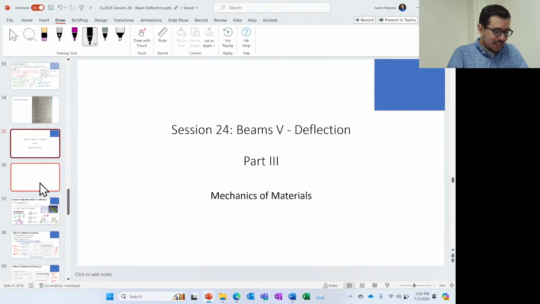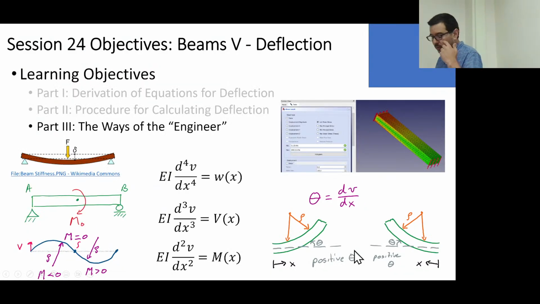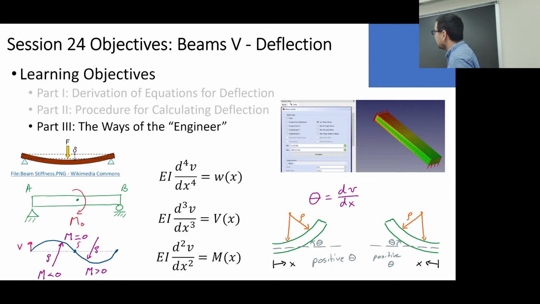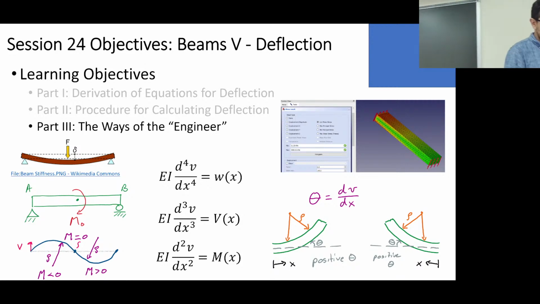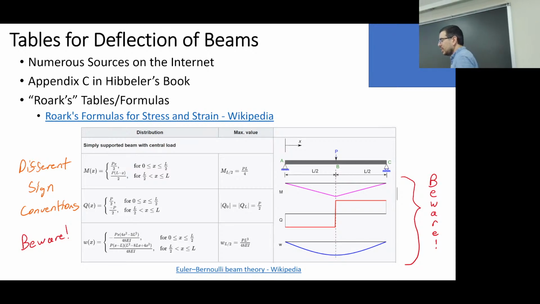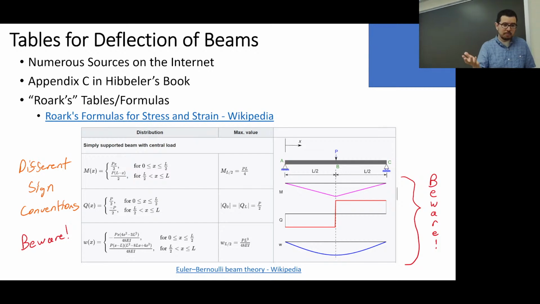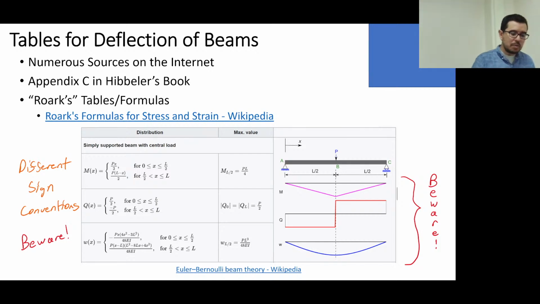So we'll call part 3 of session 24 the way of the engineer, in terms of how we go about solving for the deflection across a beam. The idea is that we take shortcuts. You're not always going to solve the equations we introduced yesterday, where the second derivative of the displacement with respect to x is equal to 1 over EI times the moment.